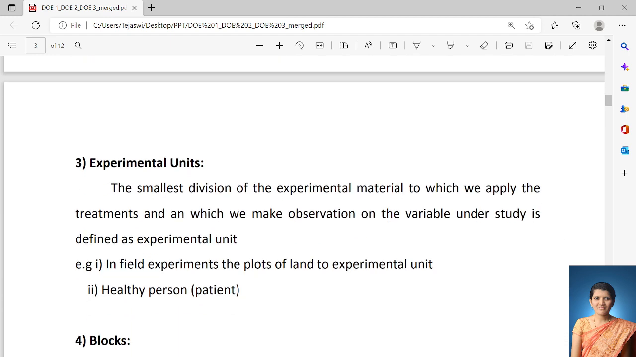Then next is experimental units. So the treatment is used on some area which is called an experimental unit. So, the smallest division of experimental material on which we apply the treatments and make the observations under study is defined as an experimental unit. In the field experiment, the plot is an experimental unit. In hospital, we use the drug on a patient. So, patients are experimental units.